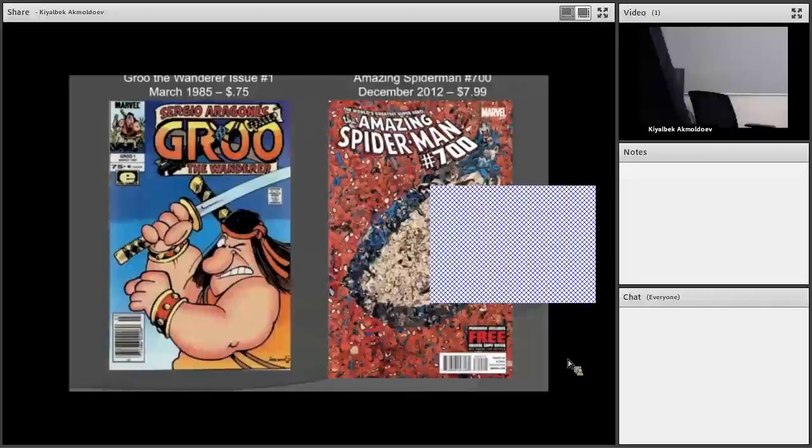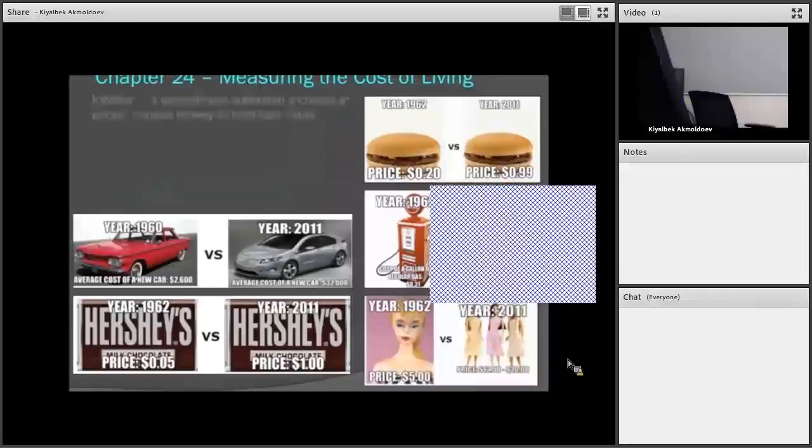Okay, so what is this? Why did this happen? What am I trying to illustrate? See, back in 1985, a comic could cost you 75 cents, whereas today it could cost you almost $8. The moral of this story is that prices go up over time. This concept is illustrated by something known as inflation.